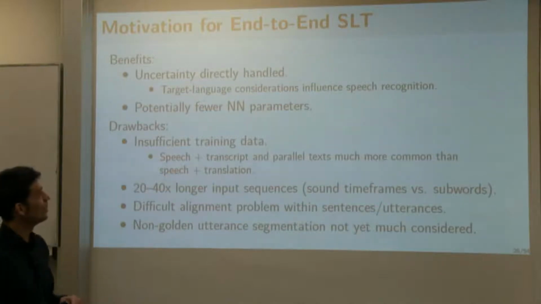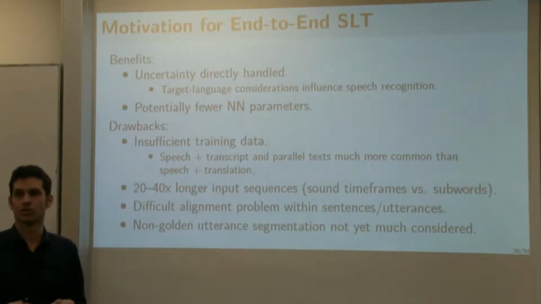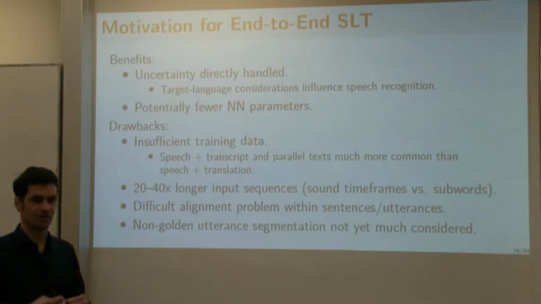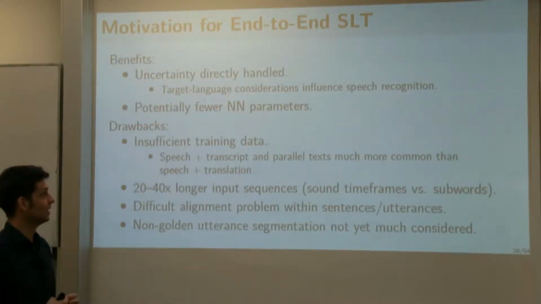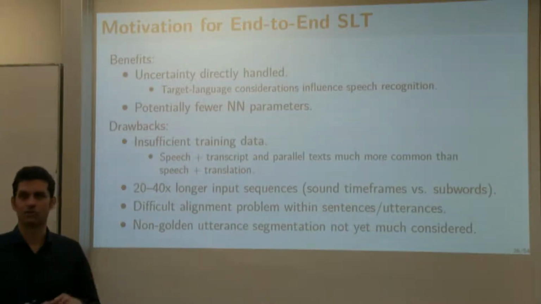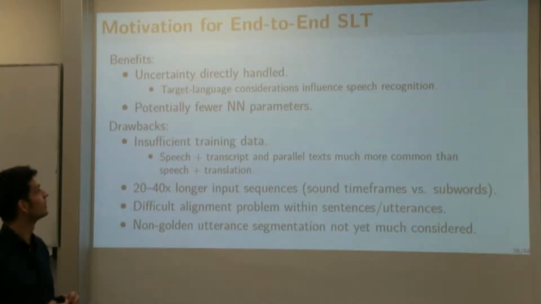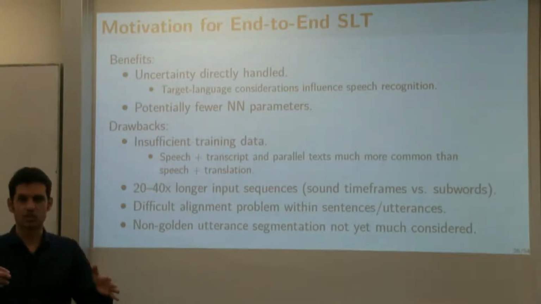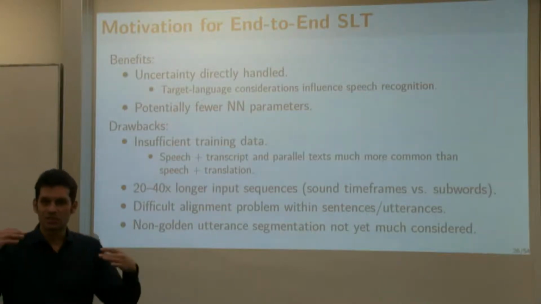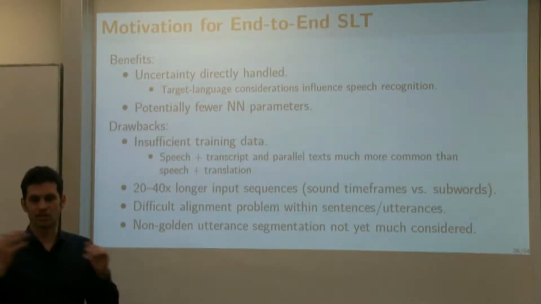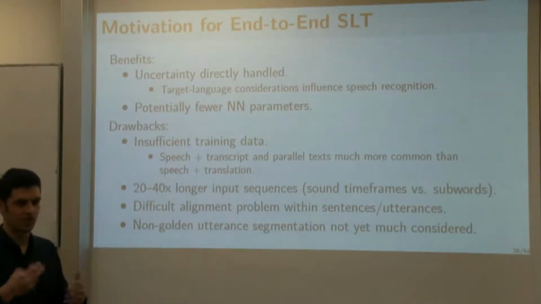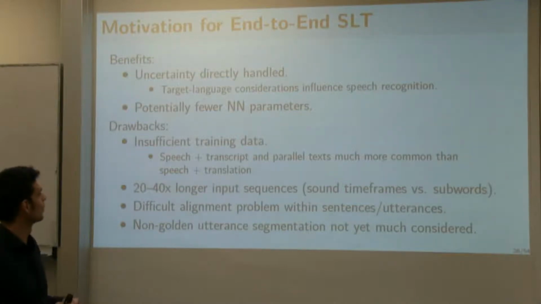And also, potentially there are fewer neural network parameters, so there are fewer weights to optimize. It is actually harder to train these end-to-end systems because the source speech and the target text are representationally too far from each other. But if you succeed in that, then this transition could be achieved with fewer computation steps.